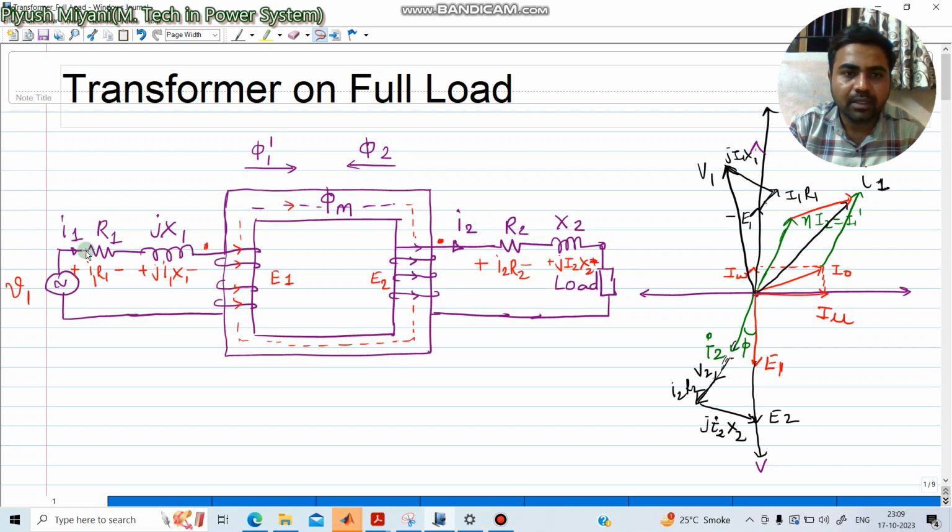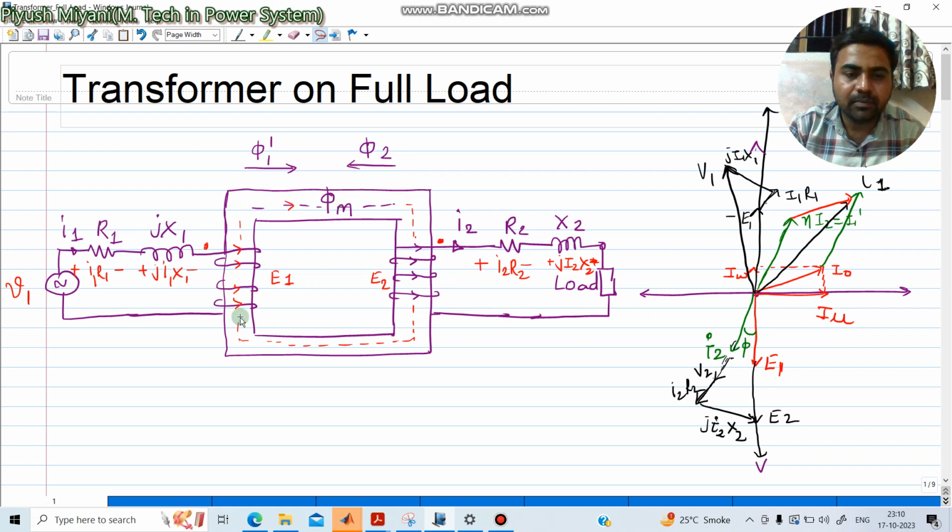Now R1 indicates the internal resistance of the primary winding. X1 represents the leakage reactance of the primary winding. R2 represents the internal resistance of the secondary winding, whereas X2 represents the leakage reactance of the secondary winding.